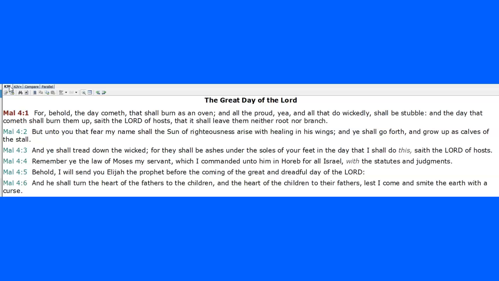Remember ye the law of Moses my servant, which I commanded unto him in Horeb for all of Israel, with statutes and judgments. Behold, I will send Elijah the prophet before the coming of the great and dreadful day of the Lord. That's telling you that there's a good chance, we don't know for sure, that Elijah will be one of the two prophets. And he shall turn the heart of the fathers to the children, and the heart of the children to their fathers, lest I come and smite the earth with a curse. Why?